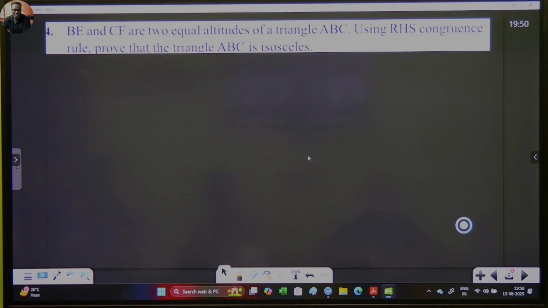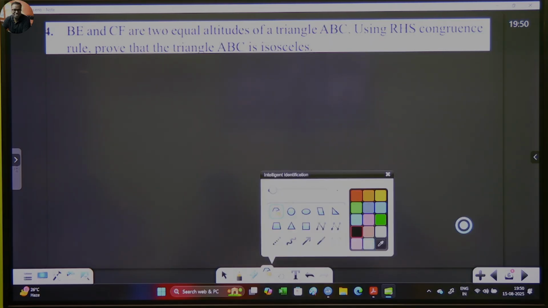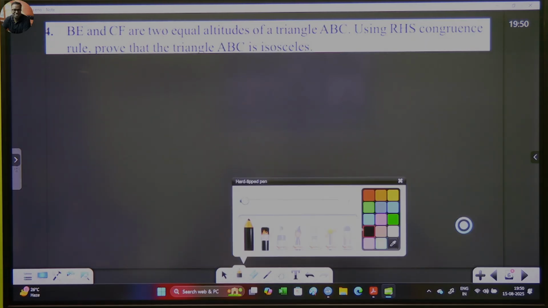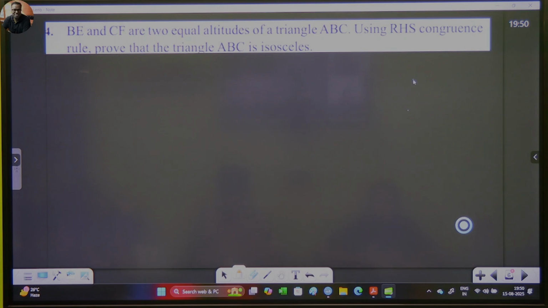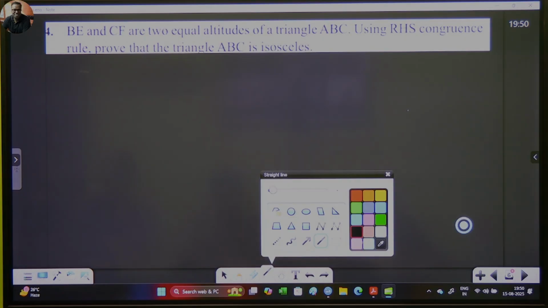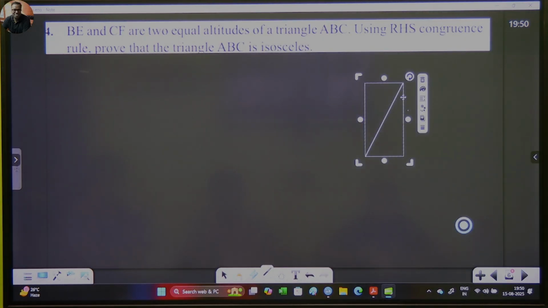Now you have been told to prove that it is isosceles. Therefore, when you are drawing the diagram, don't be an idiot. Draw the diagram considering that it is isosceles. Have you understood? So let's draw the diagram considering that it is isosceles. So let's draw an isosceles triangle straight away.